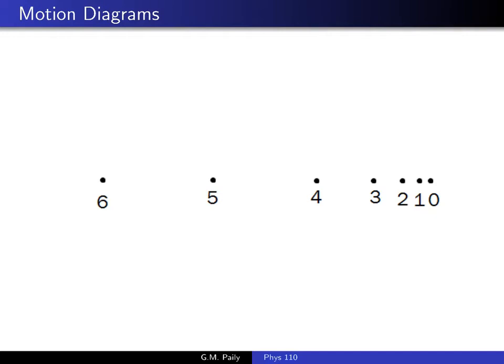Here's another example. This time, the particle is moving to the left. Pause the video and take a moment and try and draw the velocity arrows and then the acceleration arrows. Try and do this by yourself and then move on to the next slides to see the answers.